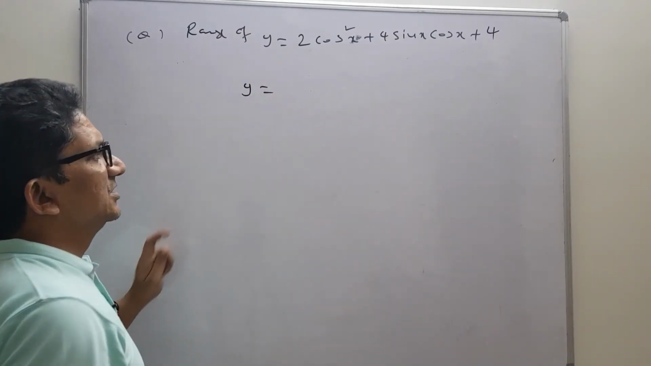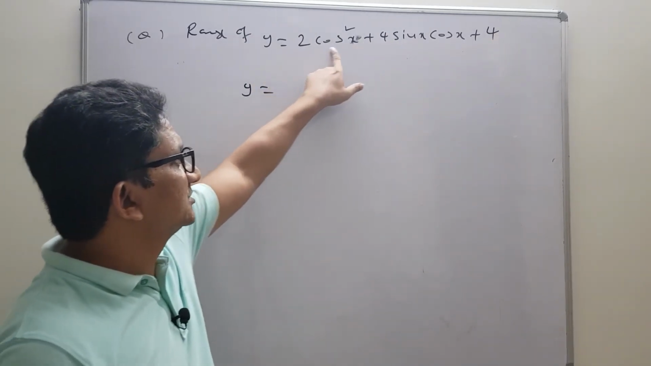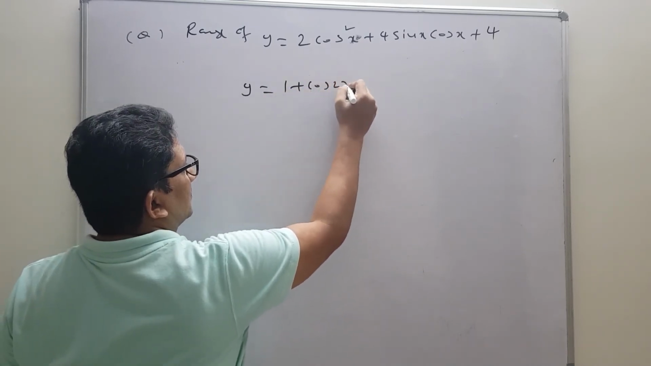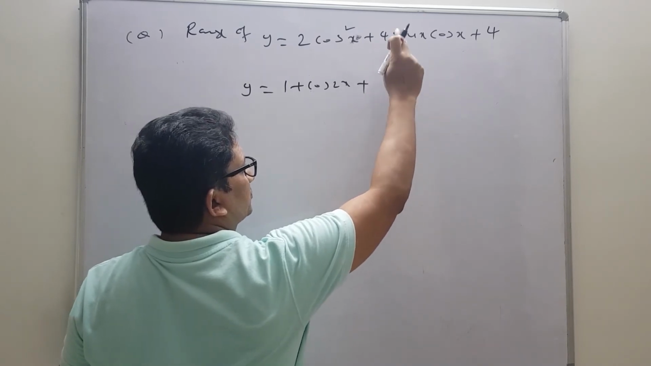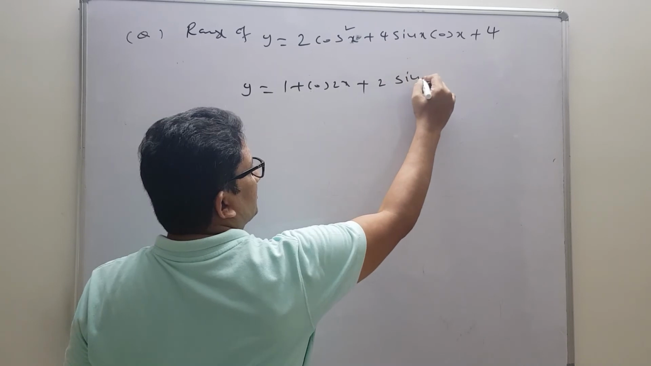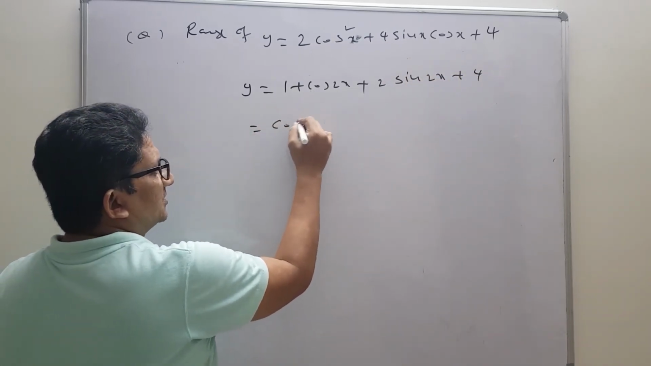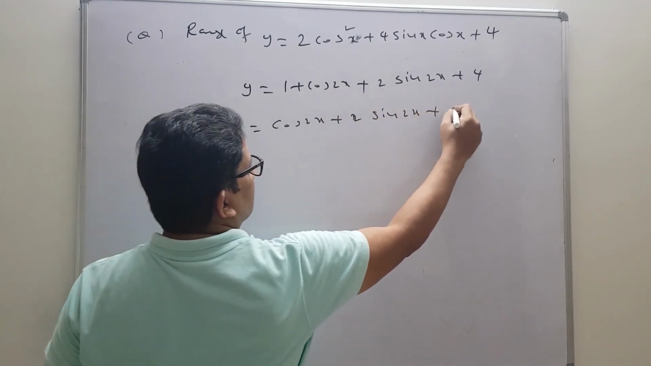So that is the range of 2 cos square x plus 4 sin x cos x plus 4. First, 2 cos square x can be written as 1 plus cos 2x. And here 4 can be split as 2 into 2, so 2 sin x cos x is sin 2x. That means we can write it as 2 sin 2x plus 4. Our overall question can be written like this: cos 2x plus 2 sin 2x plus 5.